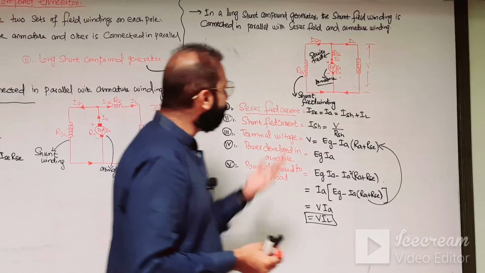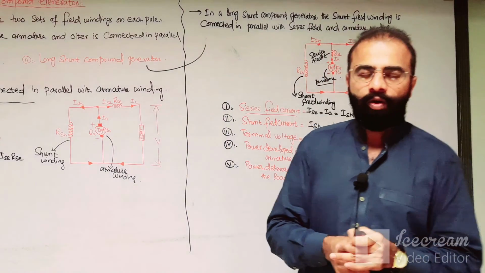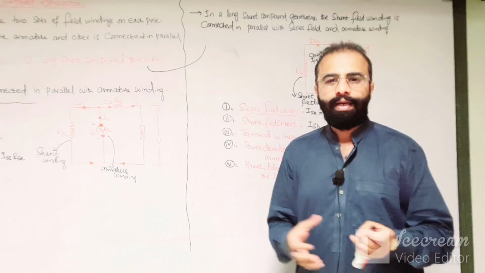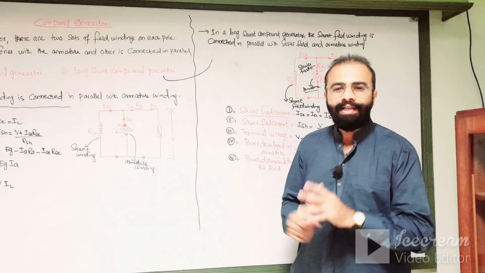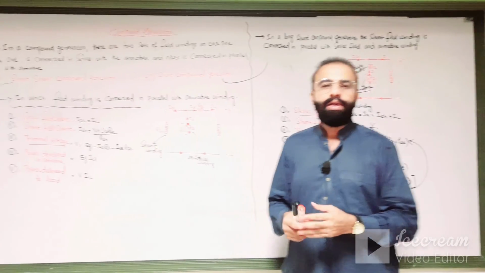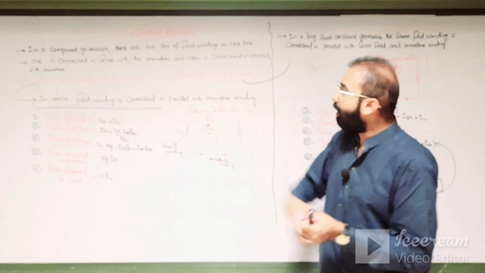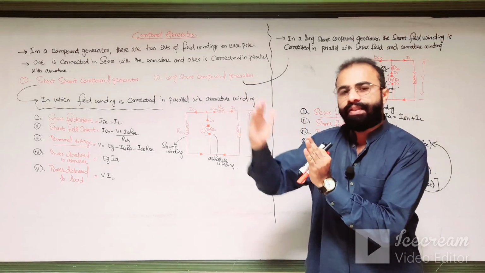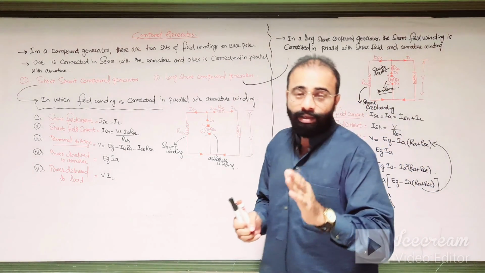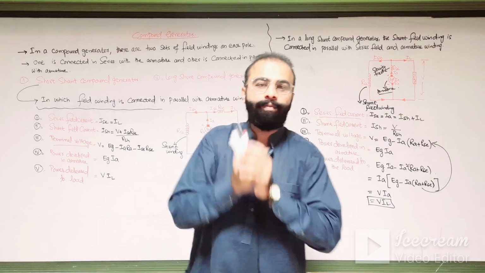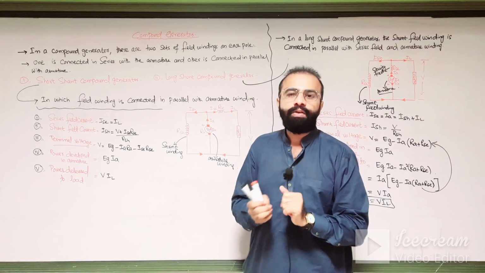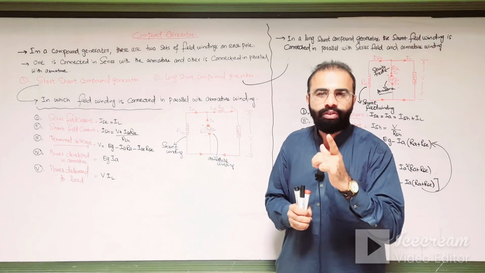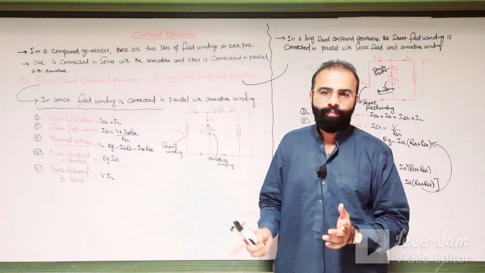So this was the long shunt compound wound generator. If I am going to summarize the lecture at the end, this was the lecture regarding the compound wound generator. In a compound wound generator there are two sets of field winding, one connected in series with the armature and the second connected in parallel with the armature, and there are two types of compound wound generator. Number first is the long shunt compound wound generator, second is the short shunt compound wound generator.